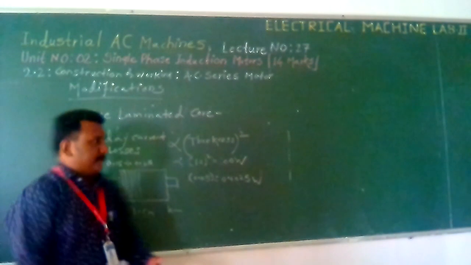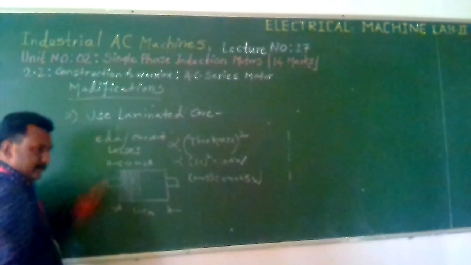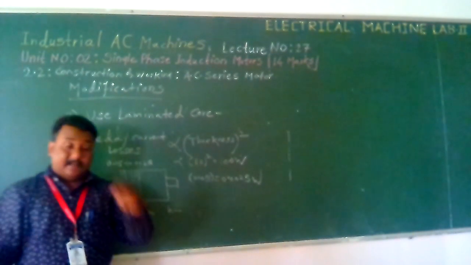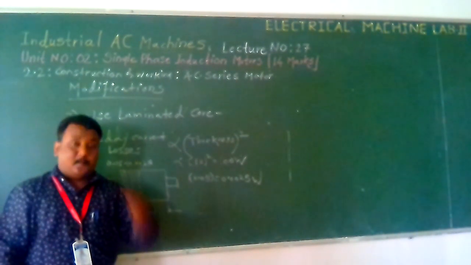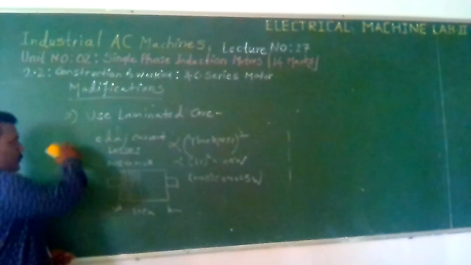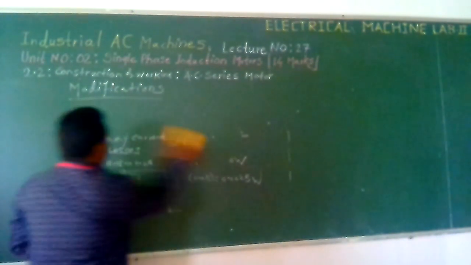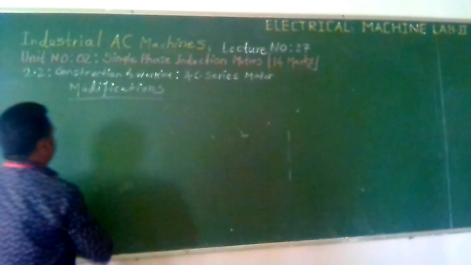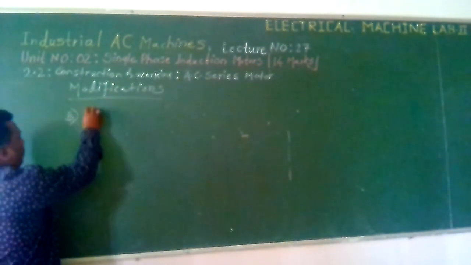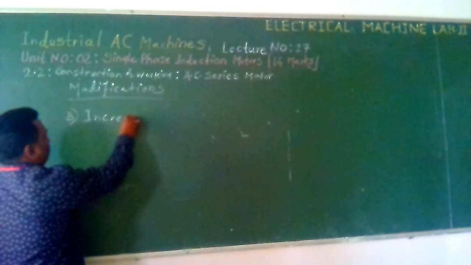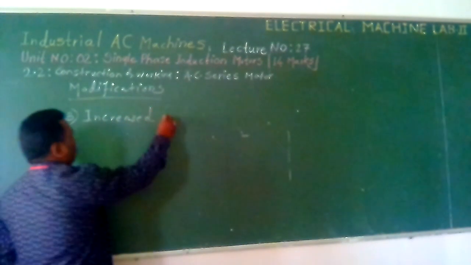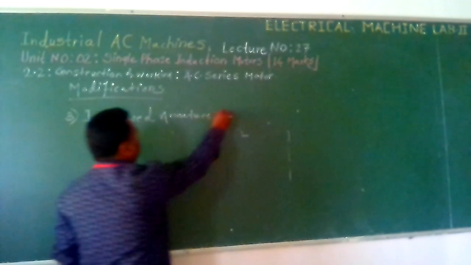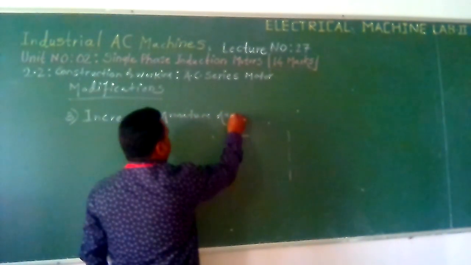Now, this is the second type of modification. Students may write the points word for word in the notebook: use laminated cores. Third, increase armature ampere turns.